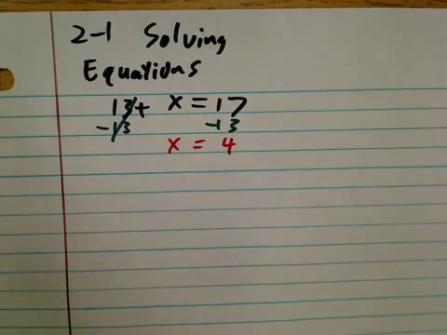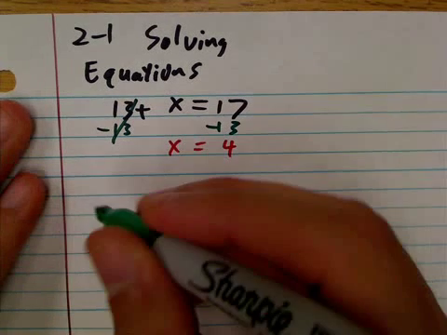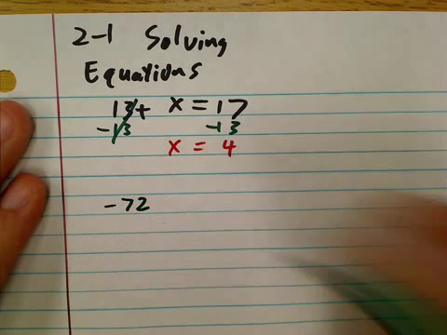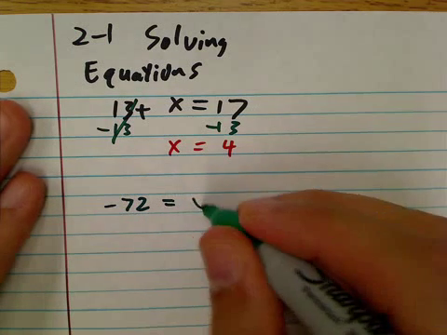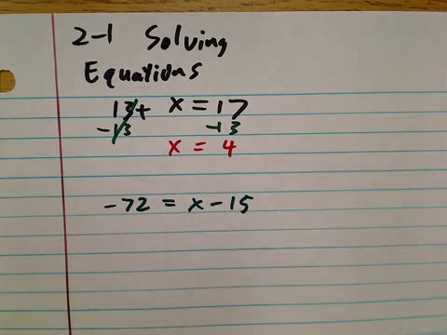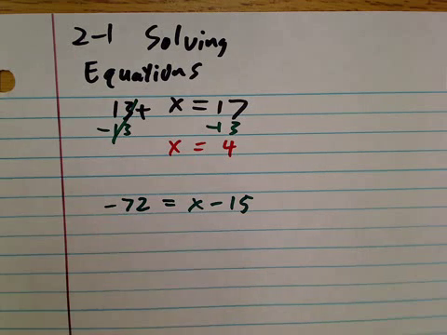Okay, let's try negative 72. Ooh, I better get the class. Is equal to x minus 15. Okay, so maybe I can't just look at this one and be like, whoa, I know the answer. But we're going to use those same techniques to solve this.